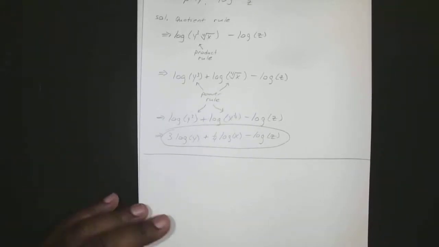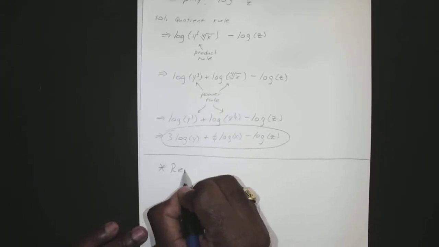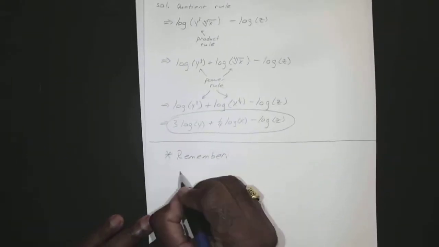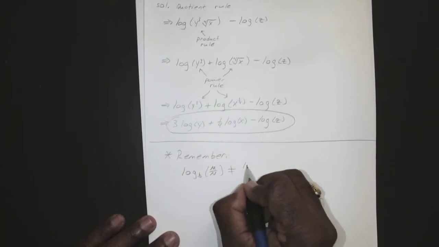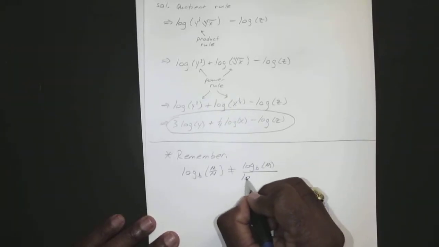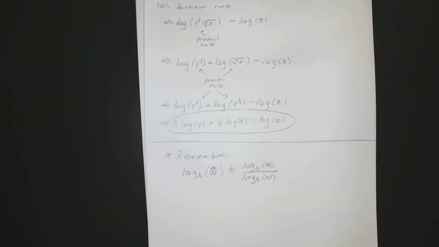Okay, so quick reminder, because it's really easy to make this mistake. I remember making it myself, so I want to make sure you don't make the same mistake I did. Log base b of m over n does not equal log base b of m over log base b of n. Looks like it should, but it doesn't. That's why it's a really easy mistake to make.